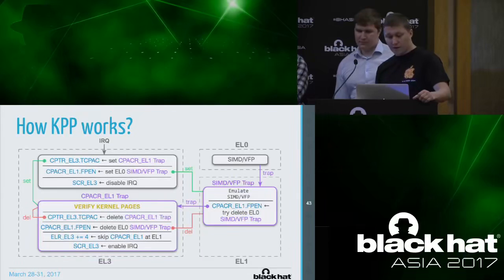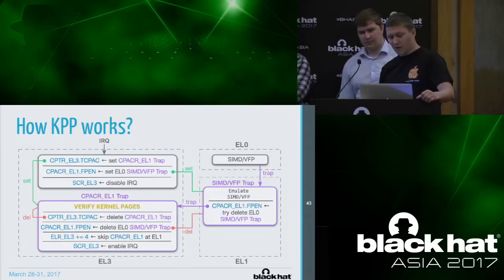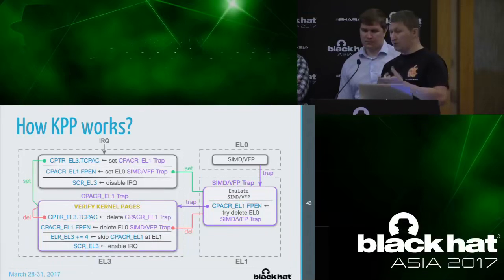And there, the kernel checks all the hashes for the translation table, pages, and registers. Then it removes the CPACR trap, and then it removes the SIMD floating-point trap, and finally it jumps over the CPACR instruction in EL1. Then it enables interrupts again, so the next time it will start from scratch. So as you can see, we can't really stop kernel patch protection from checking original pages. But if you think about it for a moment, we can't really stop kernel patch protection from changing original pages.